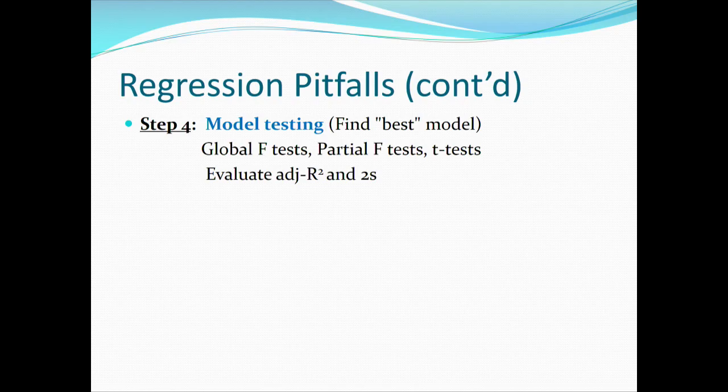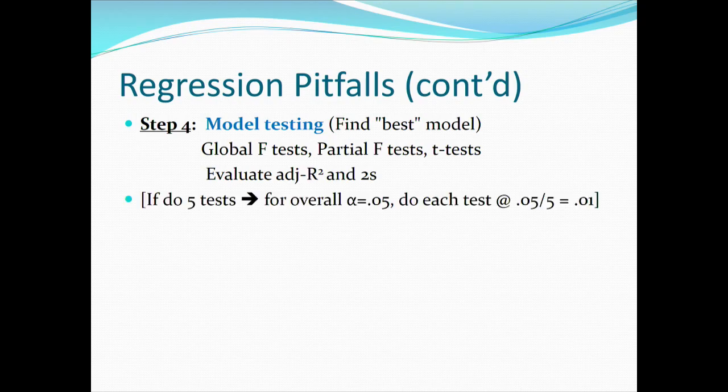Step 4, do your model testing. You're finding your best model. Maybe it has curvature. Maybe it has interaction. Maybe it doesn't have either. Global F-test, partial F-test, all the things you do to evaluate a model through model testing. Anyway, your best model shows up now.